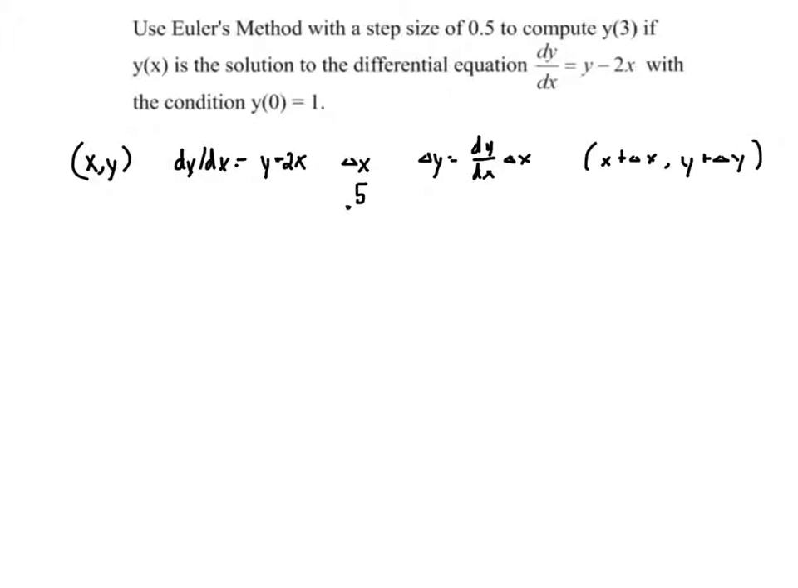Okay, so the first point they give us is (0, 1). So dy/dx is y minus 2x. So in our case, that's going to be 1 minus 2 times 0. You can write that for the first time here at least. So that's 1. So delta y is equal to dy/dx multiplied by delta x. That's 0.5. So x plus delta x, well, 0 plus 0.5 is 0.5. And y plus delta y, so 1 plus 0.5 is 1.5. So that becomes our new point.